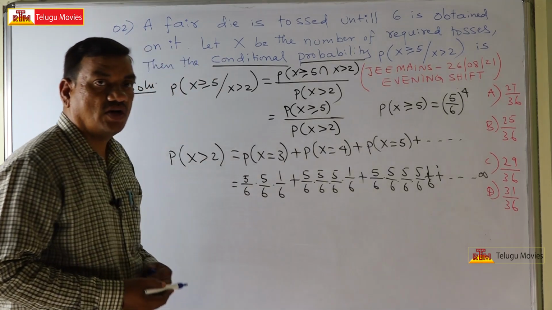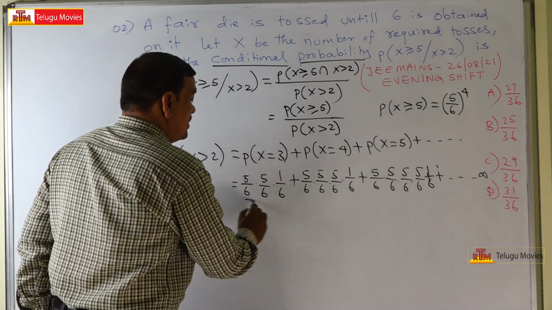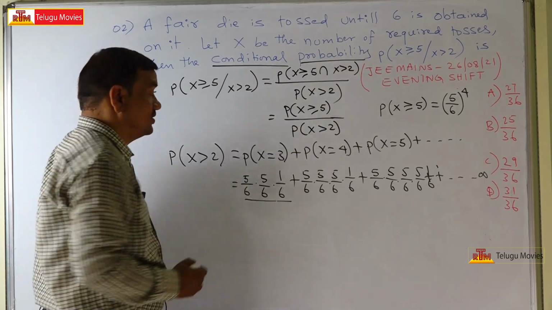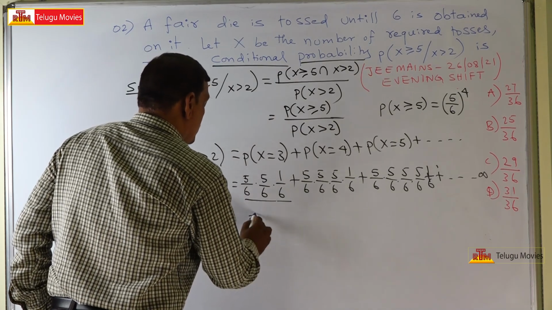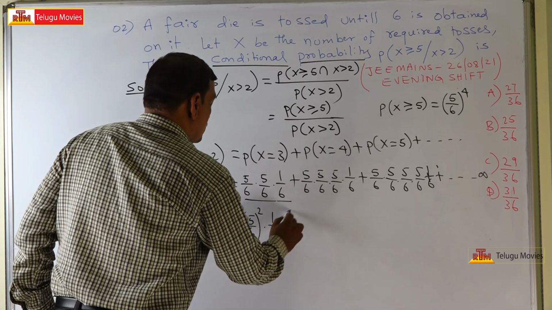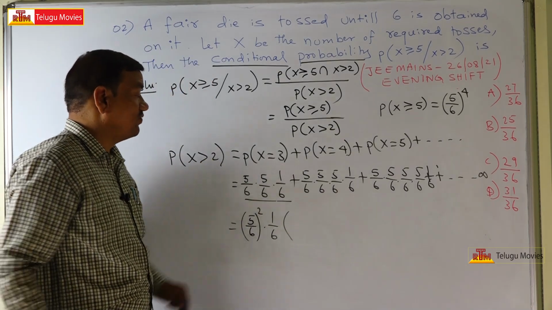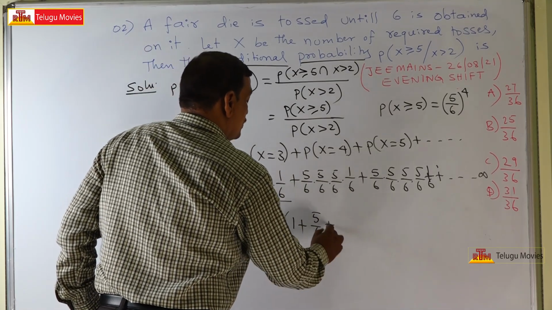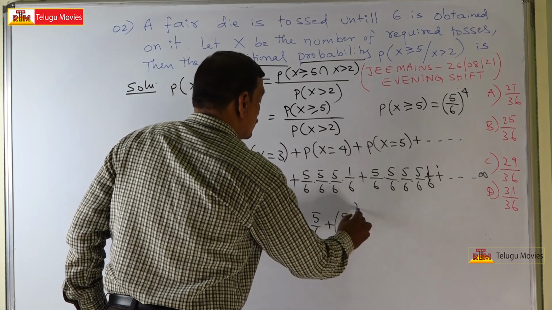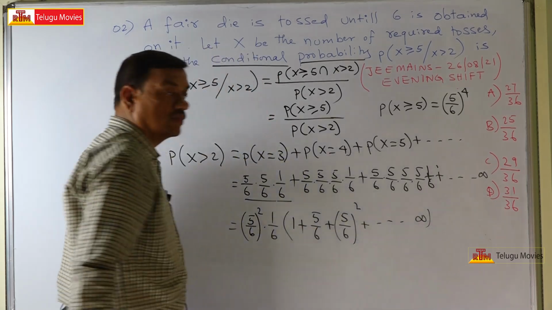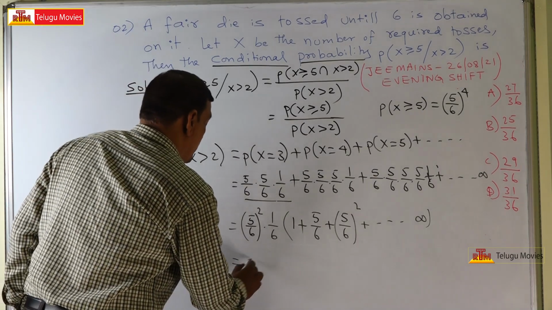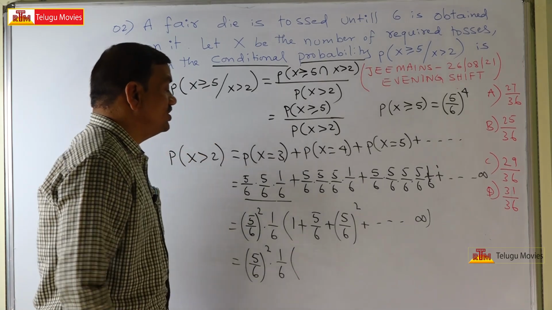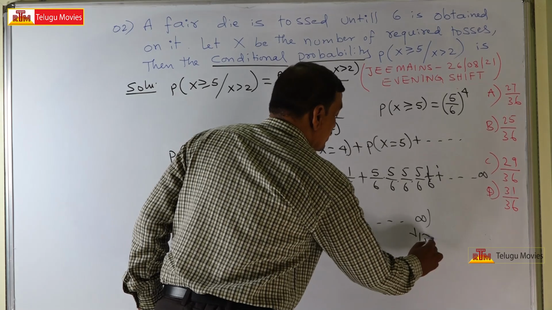Right. So let us calculate this value. If you observe, in each term you have 5 upon 6, 5 upon 6, 1 upon 6. So you can take common 5 by 6 whole square upon 1 by 6. If you take common outside, the first value is 1, then you will get 5 by 6, then 5 by 6 whole square, plus so on to infinity. Okay now, this is equal to 5 by 6 whole square times 1 by 6. So this is an infinite geometric progression.